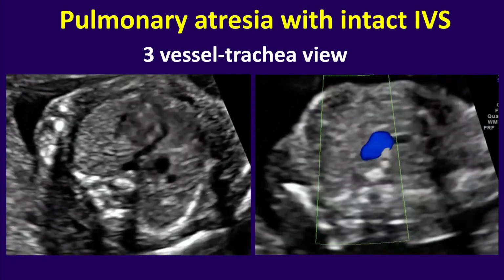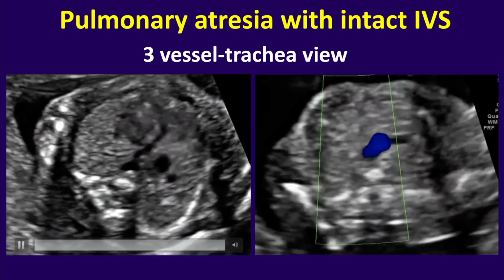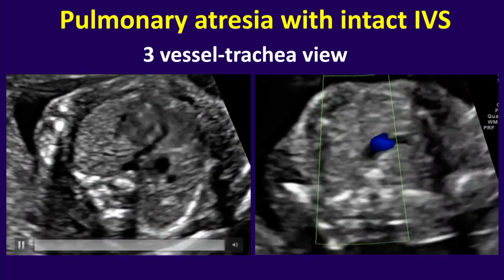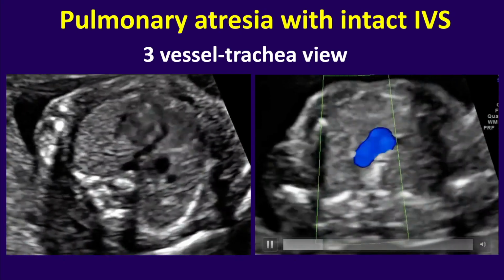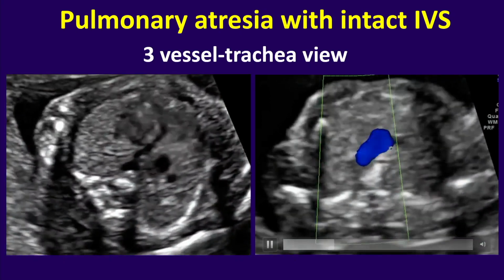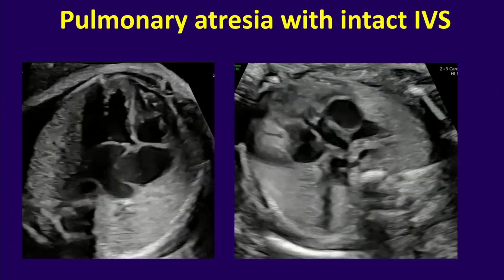So the 3-vessel and trachea view will demonstrate the different degree of the stenosis and hypoplasia of the pulmonary artery. You can see how teeny tiny the exit is here, and sometimes the only clue is just a reverse flow in the ductus arteriosus, so that in 2D you cannot really find the pulmonary artery.